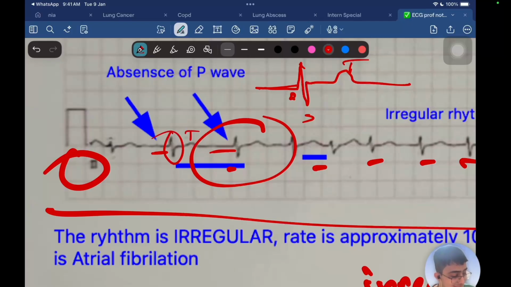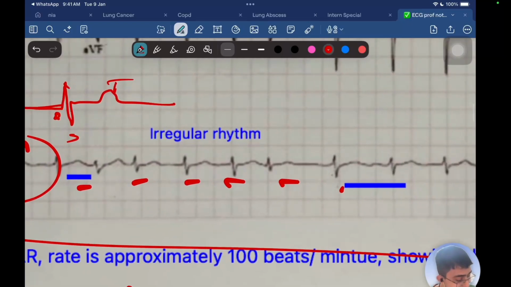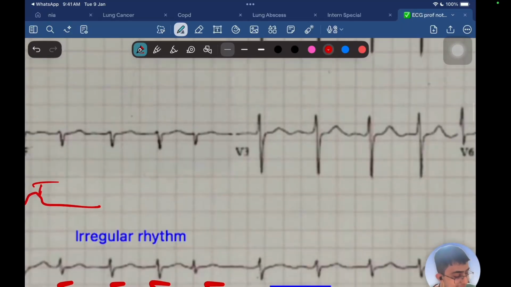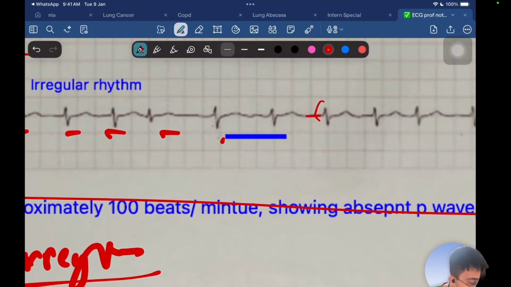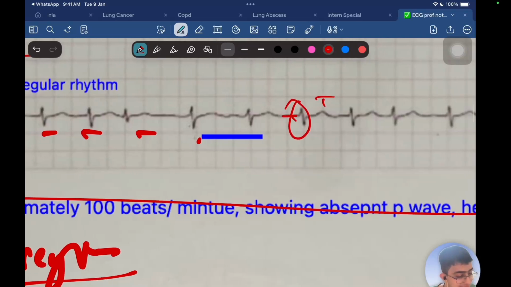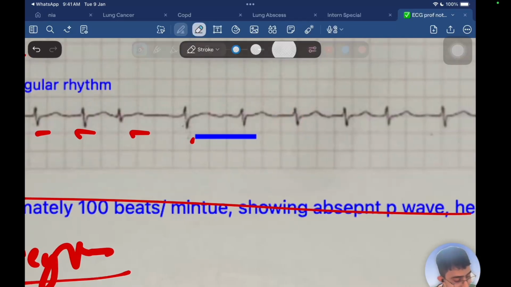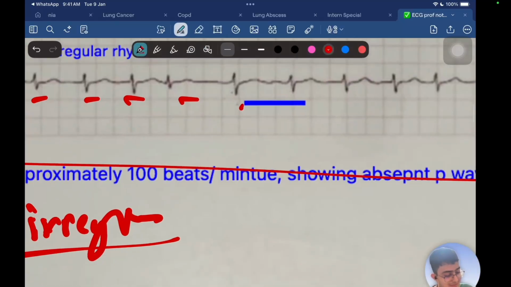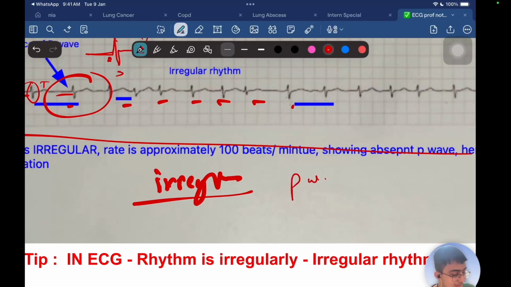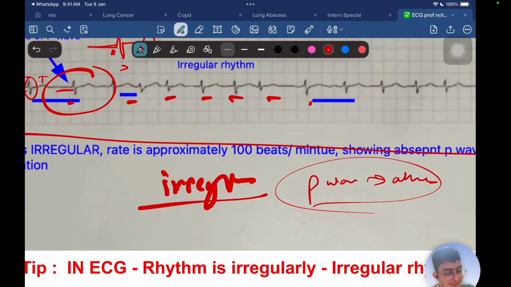Look at this again. Flat, QRS, and then T wave. So is there any P wave here? No, there is no P wave. It should be something like this, but you can't see it, right? So there is absence of what? P wave. P wave is absent, right?